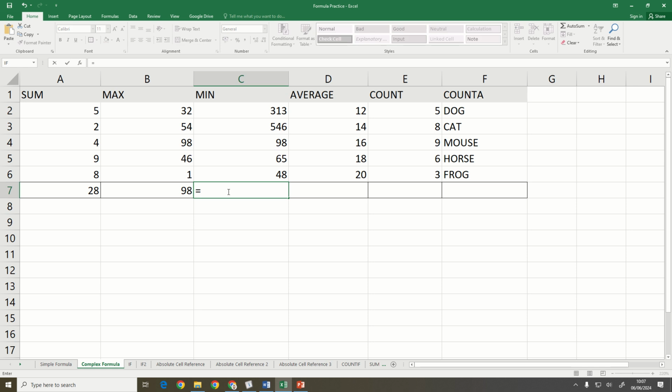The next one is equals min. It's the opposite of equals max, so equals min finds the smallest number in a range of cells. So you can see we've got 48.